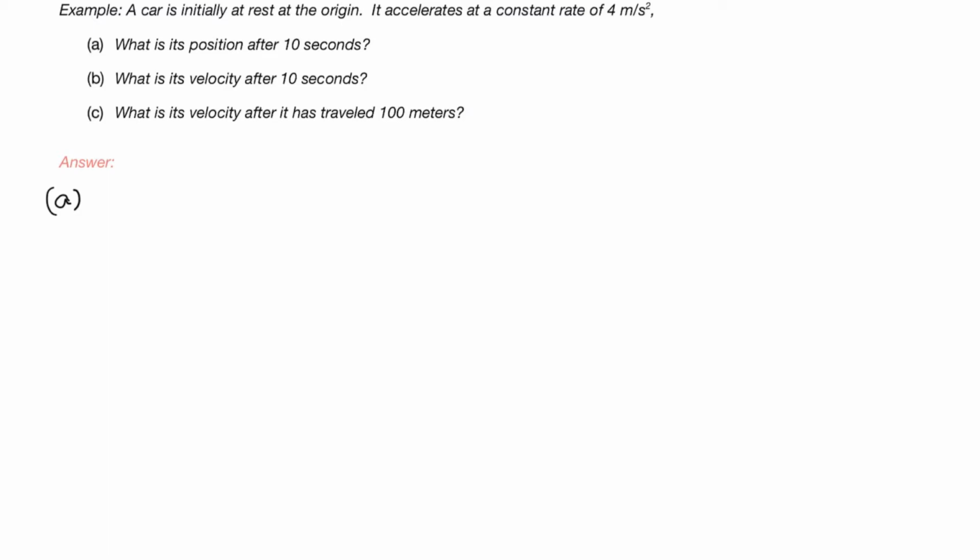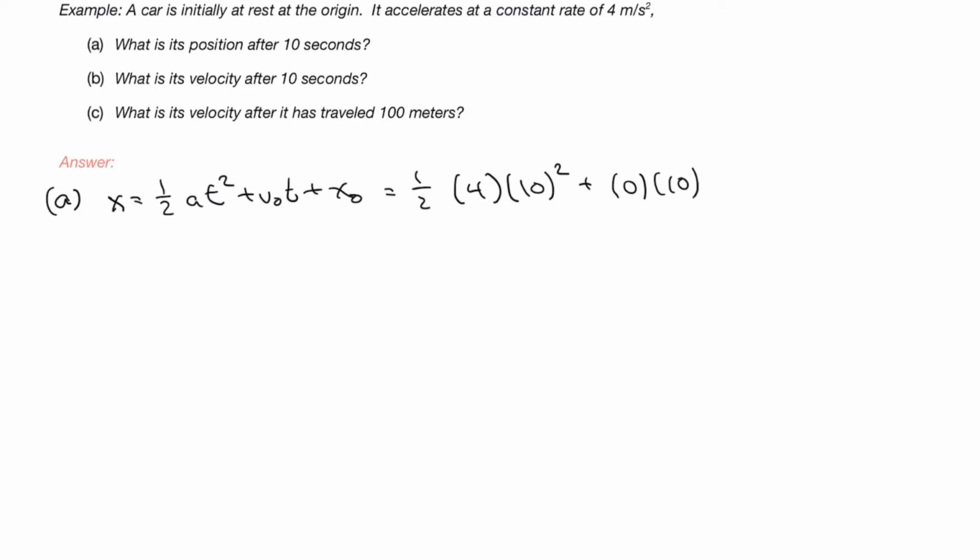The first thing we should do is write down the equation that we're using: x equals 1/2 a t squared plus v naught t plus x naught. Then it's just a simple matter of plugging in the values that we know. We know the acceleration is 4, that's given to us in the problem. We know the time is 10, that was also given to us. We know the initial velocity is 0 because it said the car was initially at rest. We multiply that by the time. And then finally we need to plug in the initial position, which is 0 because it was located at the origin to begin. Now we just simplify and find out that our position at 10 seconds is 200 meters.